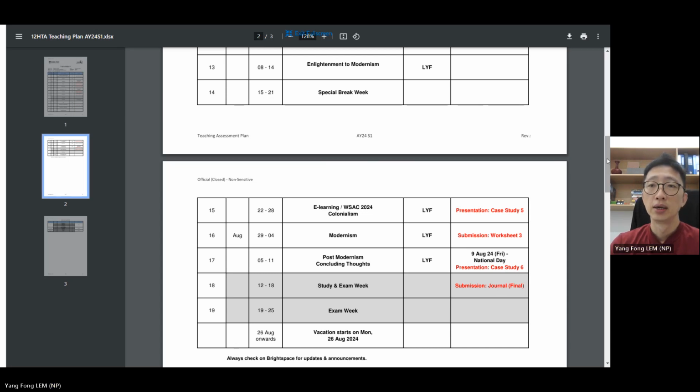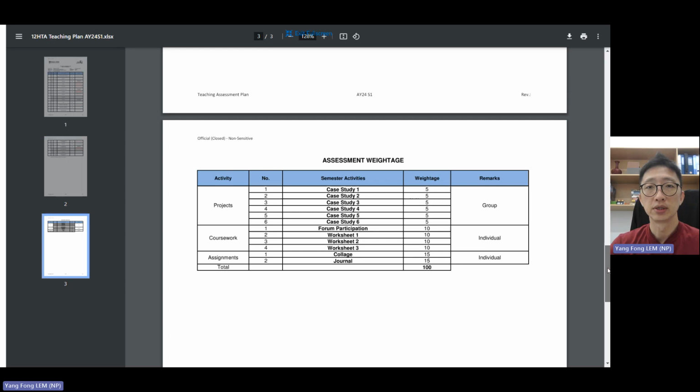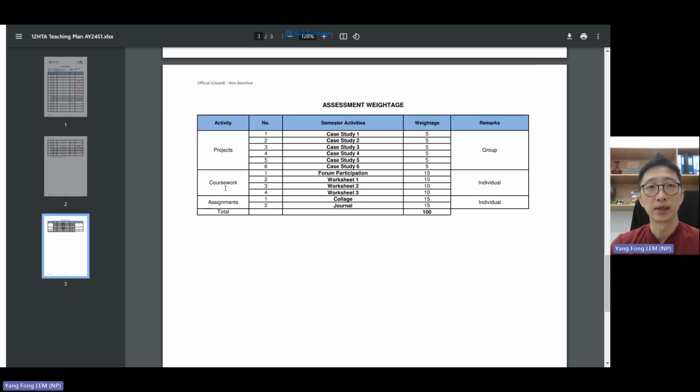If you scroll down further, this is the way the assignment weightage is organized. Just now I mentioned there is a collage assignment. There are two assignments: the first is a collage, the second is a journal. Each of them is 15%, and they are individual work.